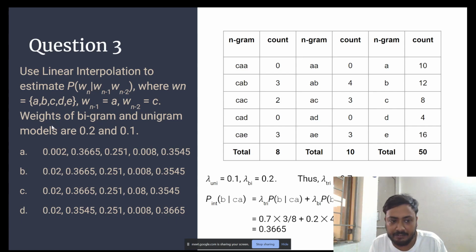Now definitely, if these two values were not given, we would not have been able to calculate lambda trigram. So obviously when the question is given to you, there will be enough data given so that you are able to calculate the rest. Okay, so B given CA is fine. This is C given CA.